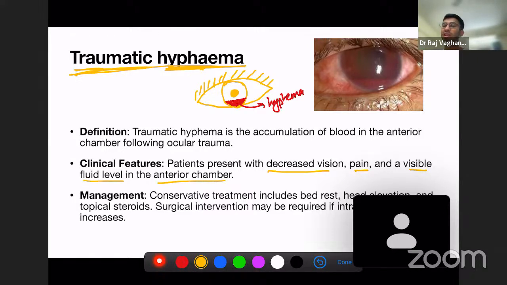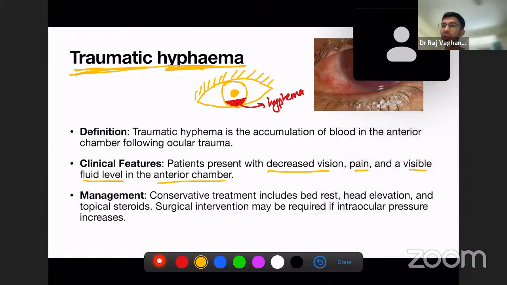How do you manage traumatic hyphema? Conservative management includes bed rest, head elevation, and topical steroids. Topical steroid means steroid eye drops. Surgical intervention may be required if intraocular pressure increases. If the blood is increasing in volume in the anterior chamber, the intraocular pressure is rising because of the increased blood volume, and that may require surgery.